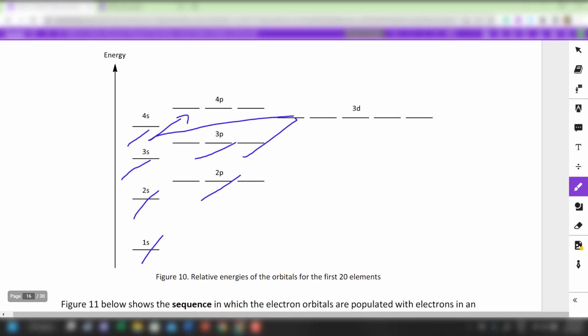You might be thinking about, why is that the case? Well, because mathematically, it has been shown that when the orbitals do not contain electrons, the electronic energy level for a 4s is actually slightly lower than that for a 3d.